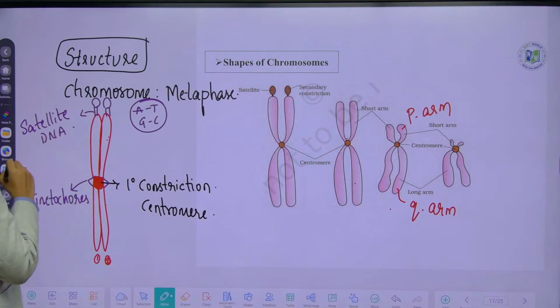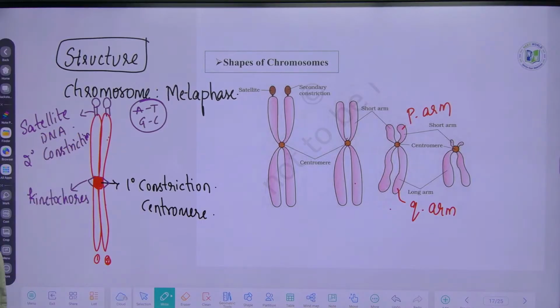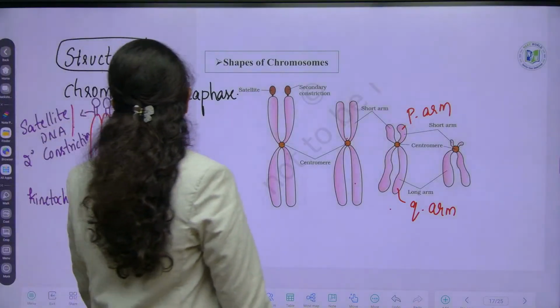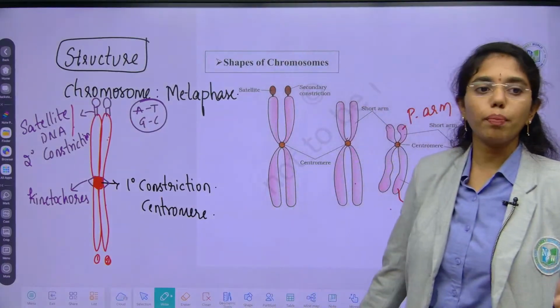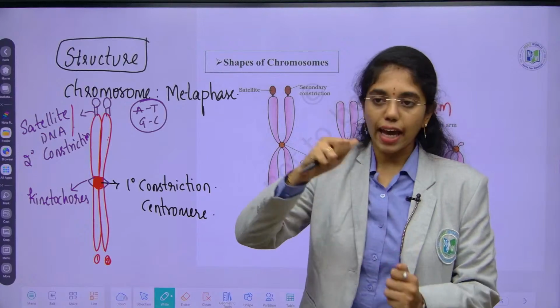or secondary constriction of the chromosome. Satellite DNA or secondary constriction of the chromosome, right. So, this satellite DNA or secondary constriction will help in what? It will help to maintain the chromosome structure at the time of cell division or karyokinesis.